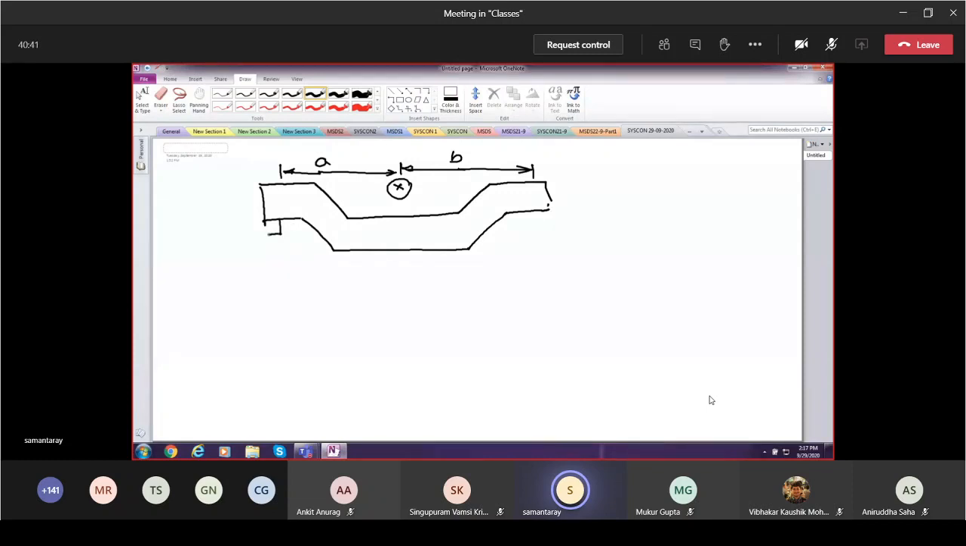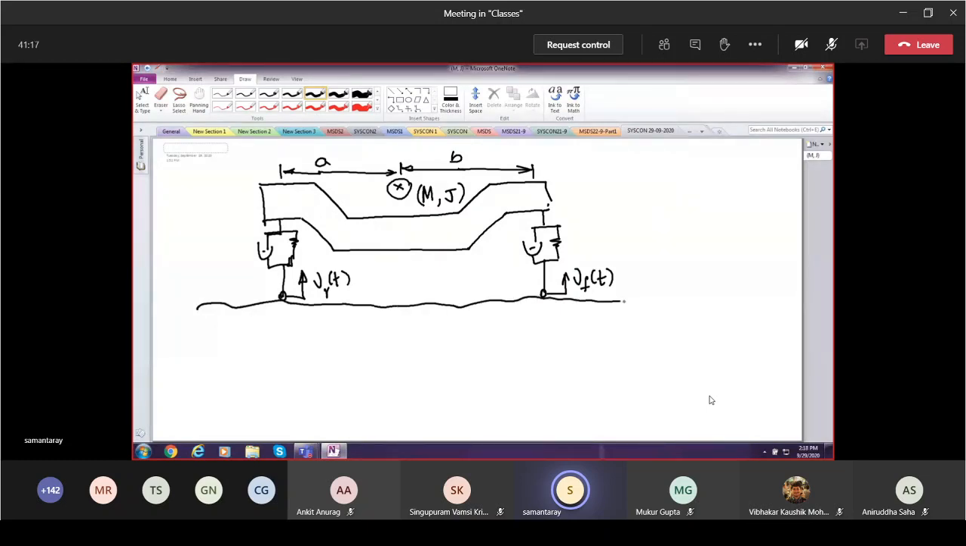And we have suspension. I am not considering horizontal dynamics; I am taking only vertical motion. And here is mass and rotary inertia. So this is basically a coach on a rock rail. Let's say rock rail.